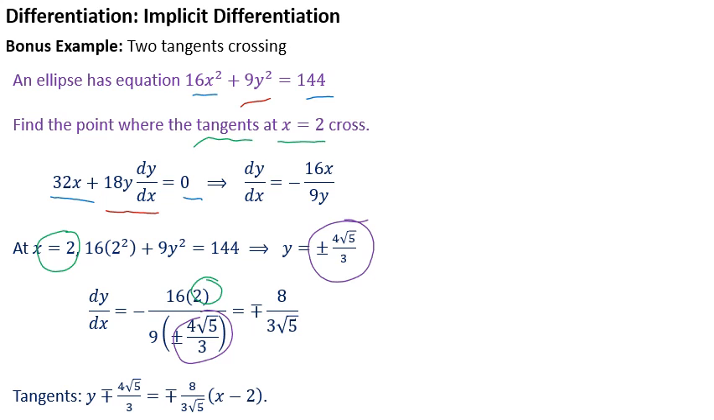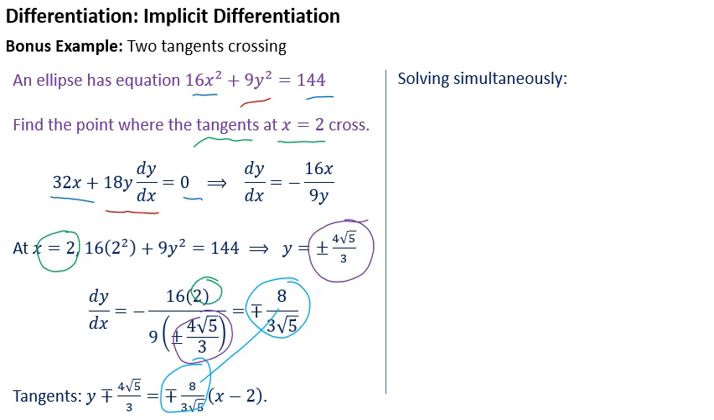The next thing we can do is create the tangent lines. The numbers are messy, but we're just substituting into the standard formula y minus y1 equals m brackets x minus x1. We're taking away plus or minus 4 root 5 over 3, so I've done it as y minus or plus 4 root 5 over 3. And on the right hand side, the gradient is exactly the gradient that we calculated over here. So we sub that in there for m. And then we've got x minus the x coordinate of 2.